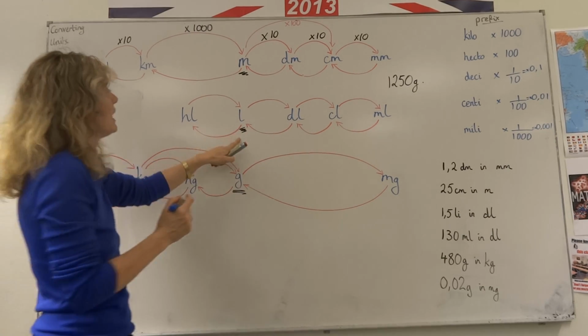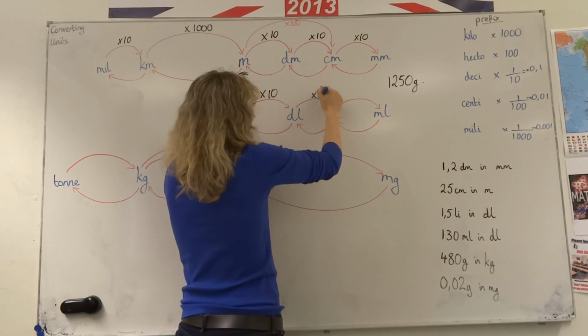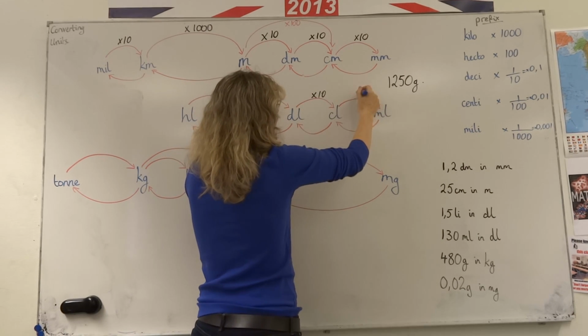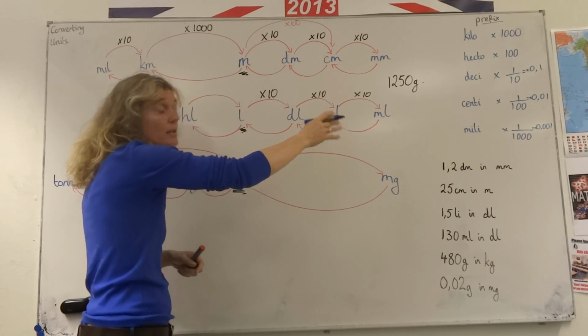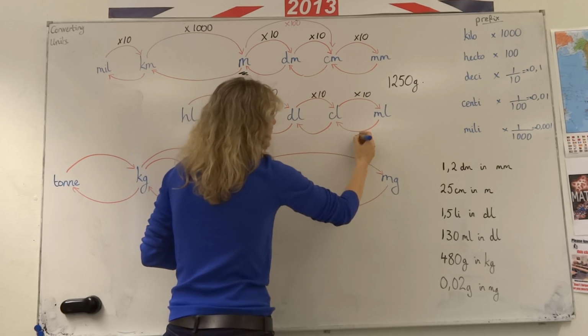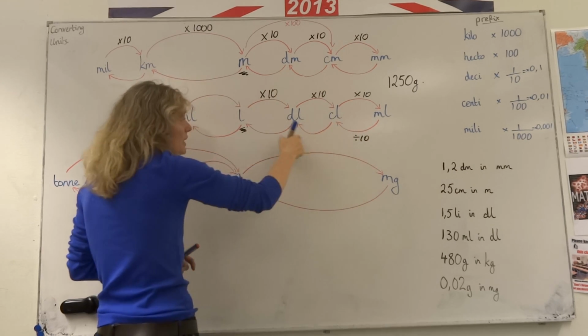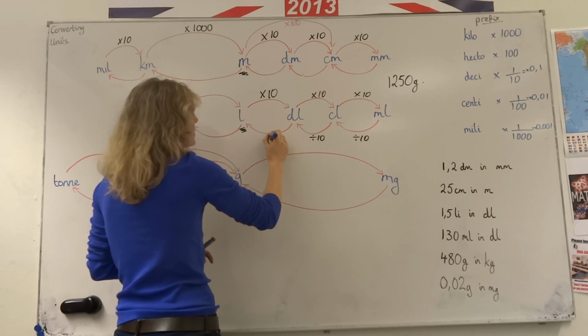So when it comes to litre to deciliter, it's times 10. Litres to centiliters, times 10. Centiliters to milliliters, times 10. So going that way, it's always multiplied. And going the other way, if I was going from milliliters to centiliters, I'll divide by 10. Centiliters to deciliters, I'll divide by 10. Deciliters to liters, I'll divide by 10.